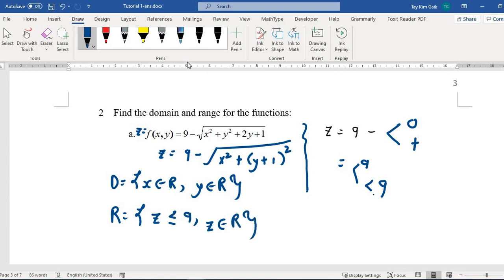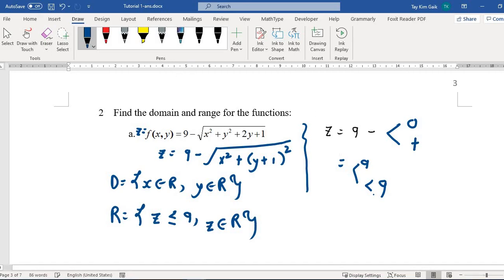Because this value is minimum 0, and then maybe 0.1, 0.2, 0.3. So if you do 9 minus, for example, 1, you get 8, less than 9, right? If you minus 0.1, you get 8 point something. So it's a value that is always less than 9.